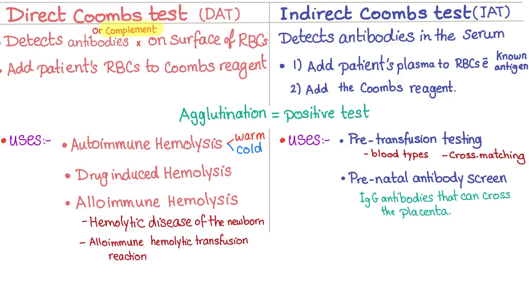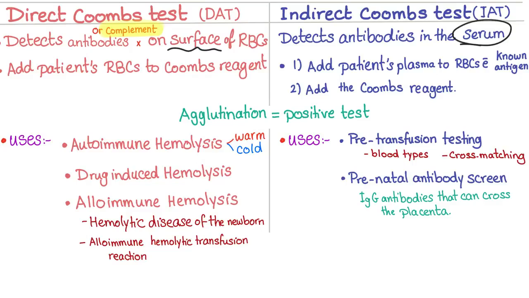Direct Coombs test detects antibodies or complement on the surface of red blood cell. So direct means on the surface. On the other hand, indirect Coombs test detects antibodies in the serum, unbound, floating in the plasma.